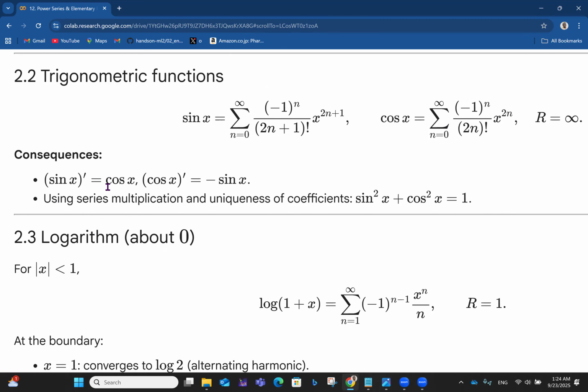So the consequences include that the derivative of sine x is cos x, and the derivative of cos x is minus sine x, right? If you differentiate sine x, you are going to get exactly cos x. But if you differentiate cos x, you're going to get the negative of sine x. So using series multiplication and uniqueness of coefficients, we see that sine squared x plus cos squared x is 1. I have a playlist on trigonometry, where I was able to prove this using Pythagoras theorem, for instance, that sine squared x plus cos squared x is 1.